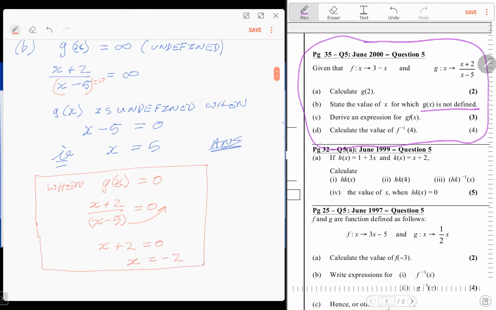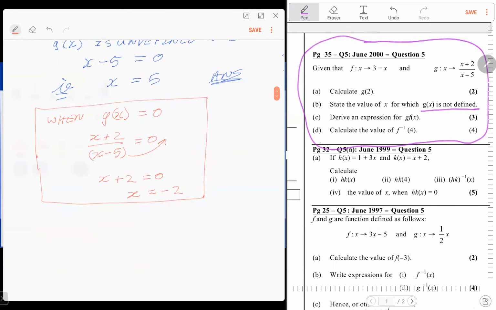So that is just to emphasize the point that undefined does not mean 0. When a fraction is undefined, the denominator is 0. When a fraction is 0, the numerator is 0. All right? The numerator is 0. That is that.